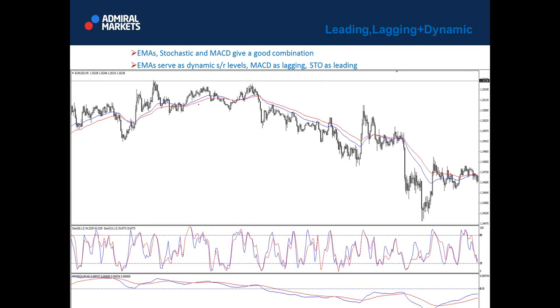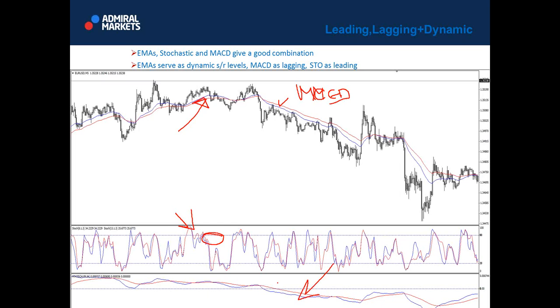Because we have dynamic levels of support and resistance, EMAs. We have an entry indicator, stochastics, and we have a lagging indicator, MACD, to show us these levels, which show potential entries and immediate trend. Immediate trend. It's hard to write by mouse. So this is immediate trend. This is the entry signal indicator, stochastic.